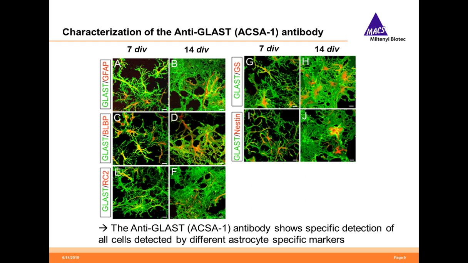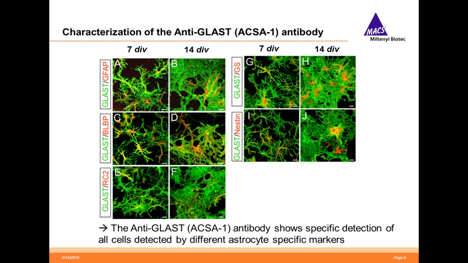So on this slide, the anti-AXA1 staining is shown in 1 or 2-week-old primary mixed neural cell cultures. And here the co-staining for GLAST and the astrocyte-specific antibody GFAP in A and B show that cells marked by these antibodies are all detected by the anti-GLAST antibody in 7 as well as 14-day-old cultures. And you can see that the anti-GLAST antibody stains the surface of the cells and therefore nicely surrounds the intracellular GFAP staining. And therefore it stains the typical branched astrocyte morphology that the GFAP staining does not show.